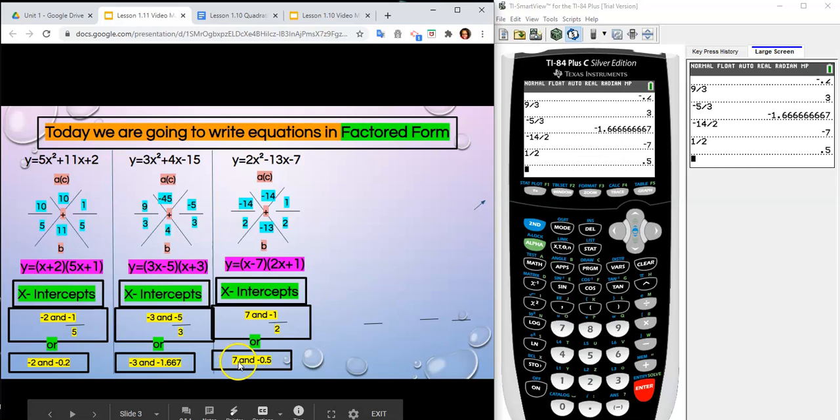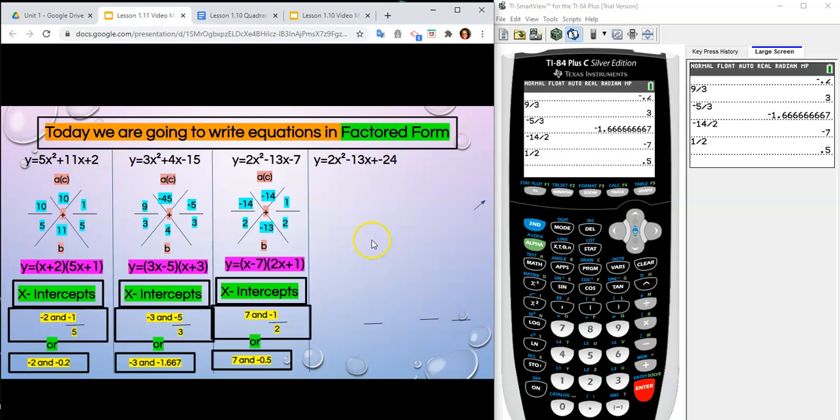So this is a +7 and a -0.5. Okay, these are the same exact thing. One is just written as a decimal, and the other one is just written as a fraction. All right, let's continue.